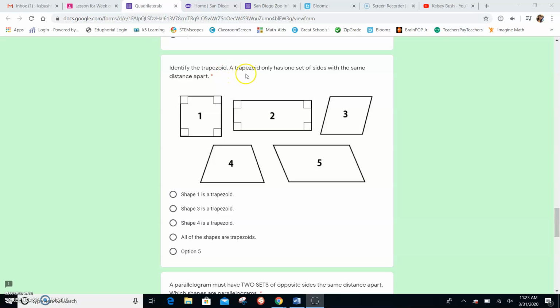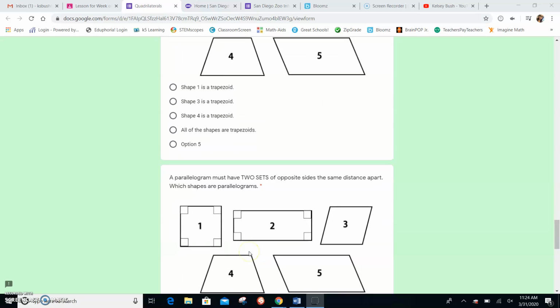Identify the trapezoid. A trapezoid only has one set of sides with the same distance apart. Shape 1 is a trapezoid. Shape 3 is a trapezoid. Shape 4 is a trapezoid. All of the shapes are trapezoids. And this one, just leave it blank.